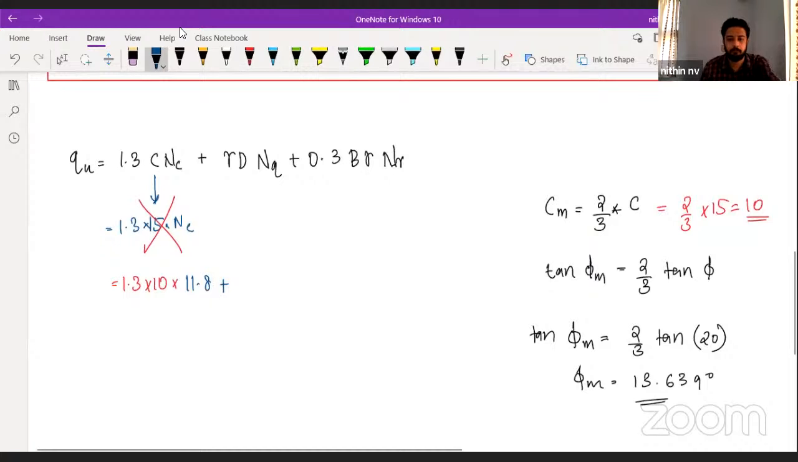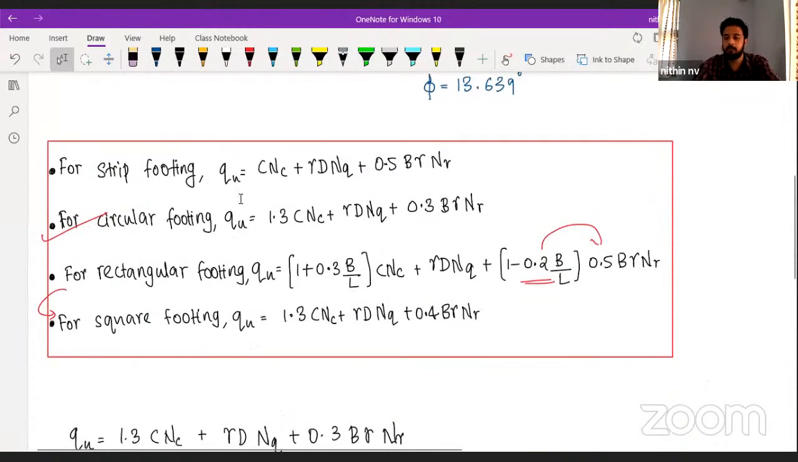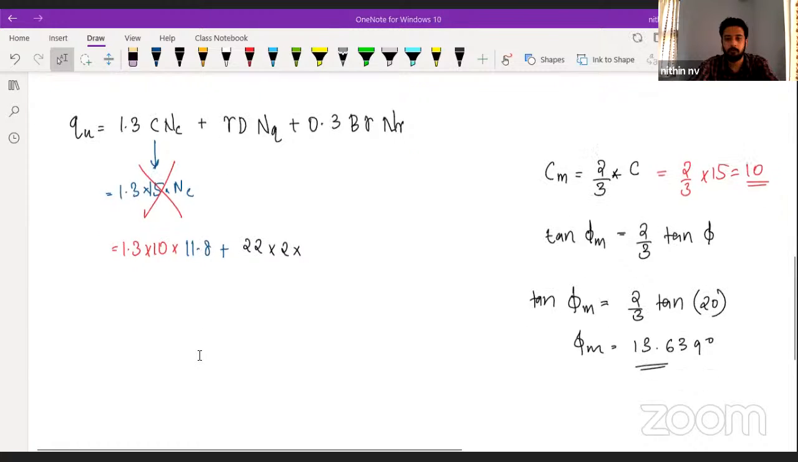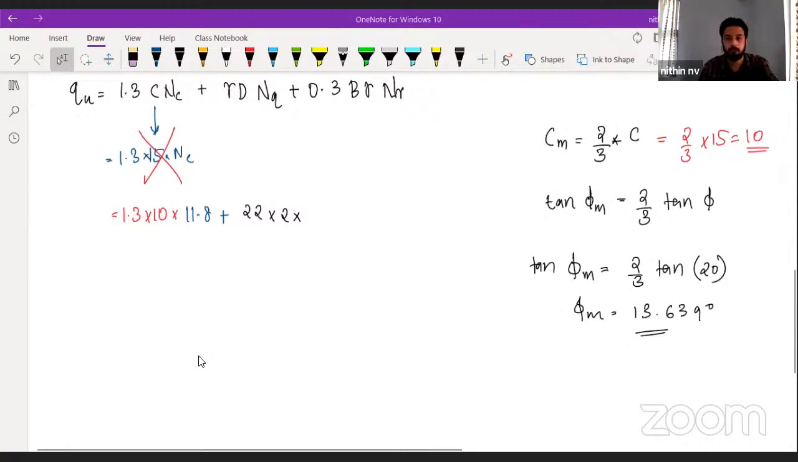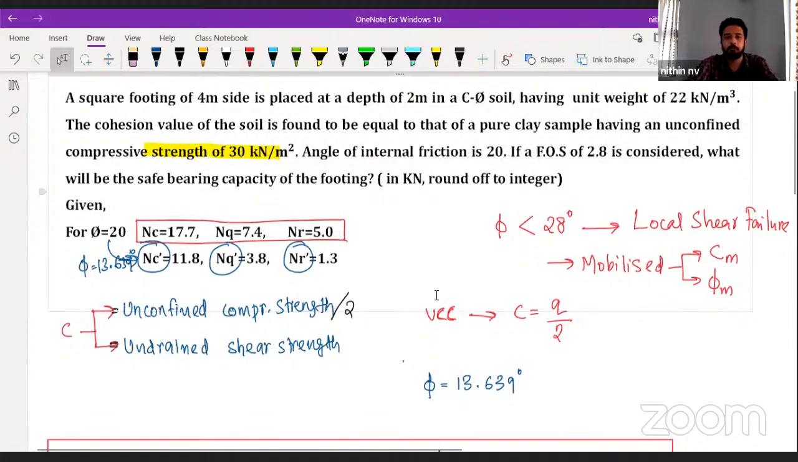So, 22 into 2 into NQ value, nothing but NQ dash, 3.8. And 0.3, this is what I told. What have they given, is it a square or rectangle? Yes, square footing of 4 meters. If it was a circular footing of 4 meter diameter, then we are going to put that there also.